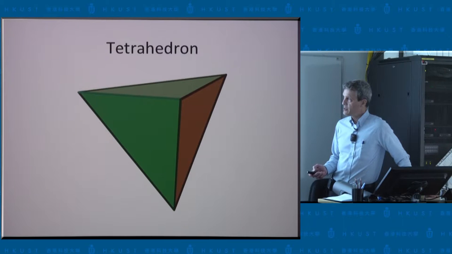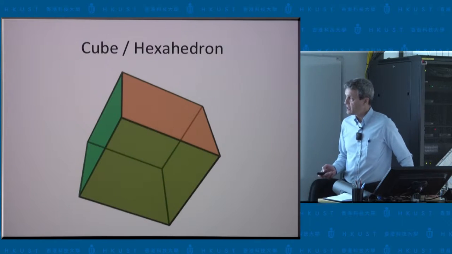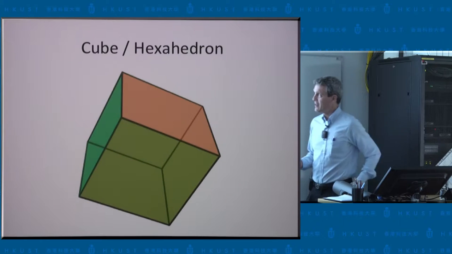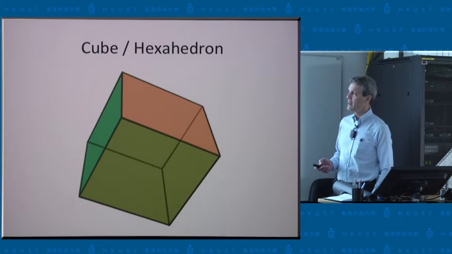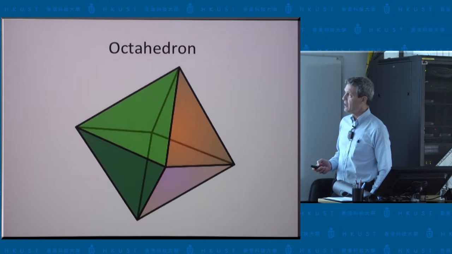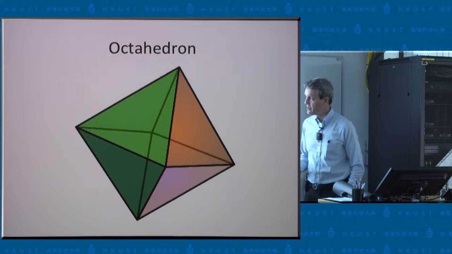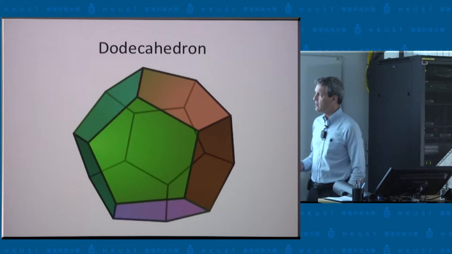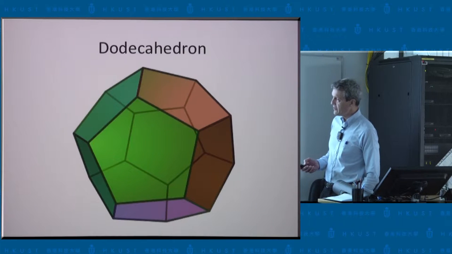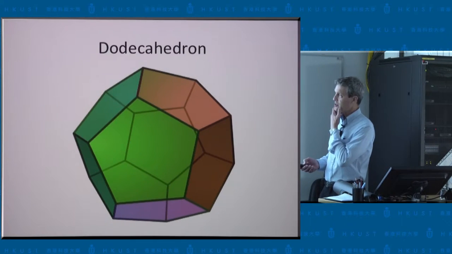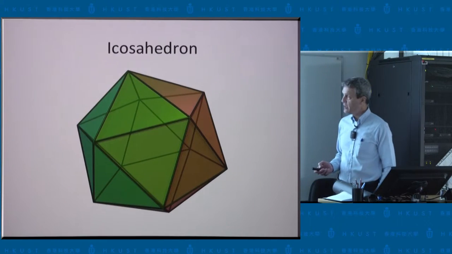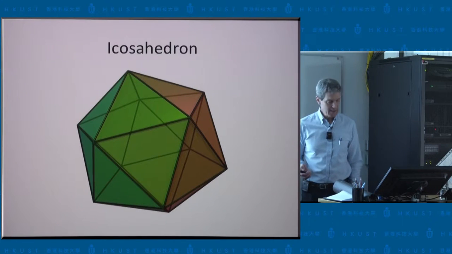Okay, so the simplest one is this tetrahedron, and it has four faces. And then the next one is the cube, which is well enough known. Technically, it would be the hexahedron, the six-sided figure, but it's so well known we just call it the cube. And then there's an eight-sided one with eight triangular faces, the octahedron, and a 12-sided one with 12 pentagonal faces. Each face has five edges, and it has 12 of them. And then the icosahedron. Okay, so these are your basic platonic solids.